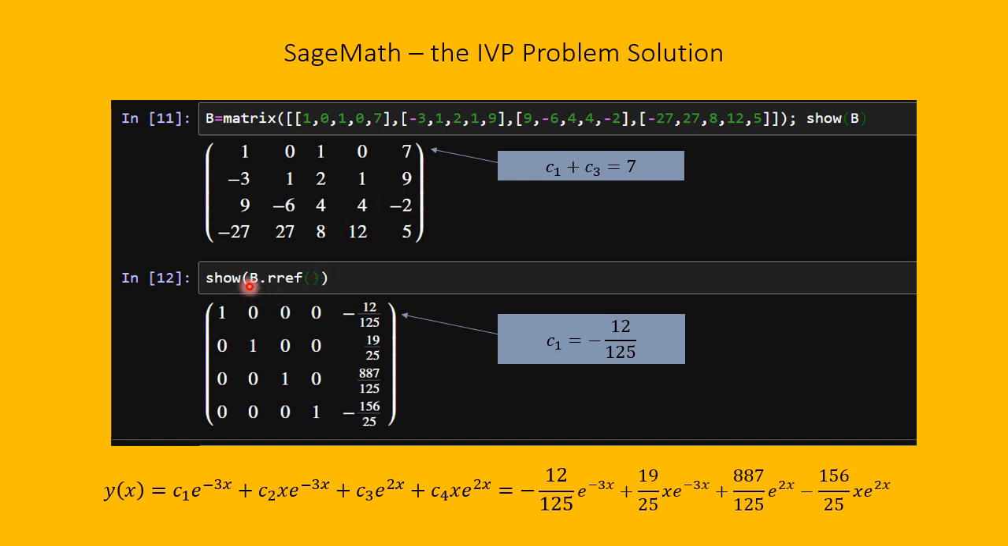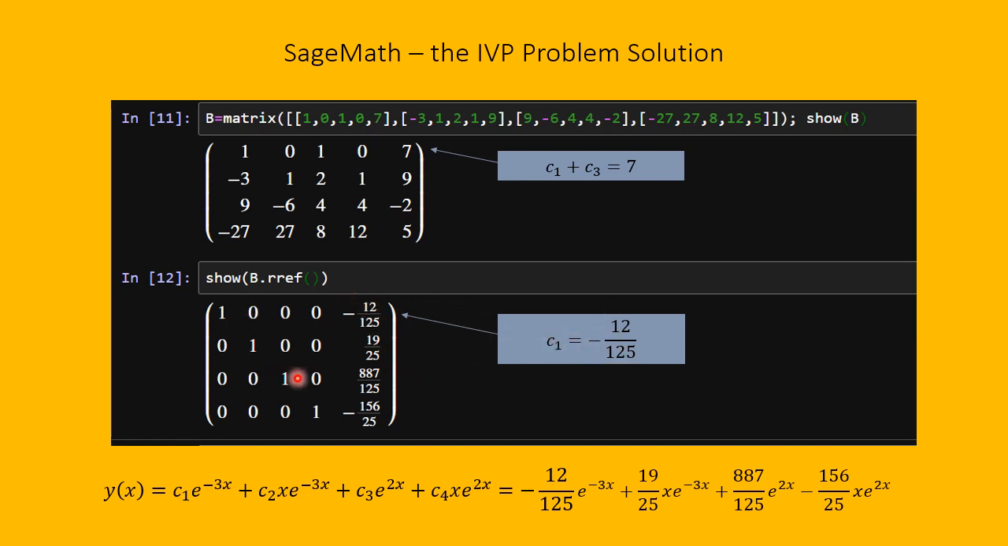We can calculate the reduced row echelon form of this matrix B, and then we can display it. And when we execute that command, here's what we get. This first row corresponds to 1C1 plus 0C2 plus 0C3 plus 0C4 equals minus 12 over 125. So basically, C sub 1 equals minus 12 over 125.